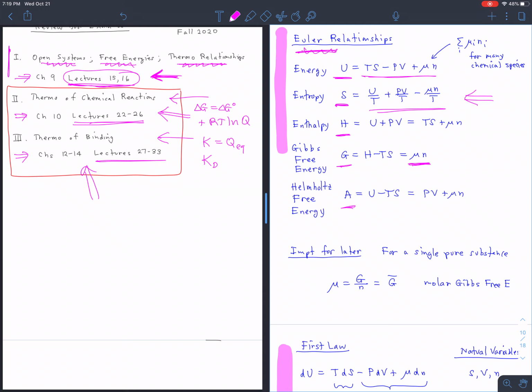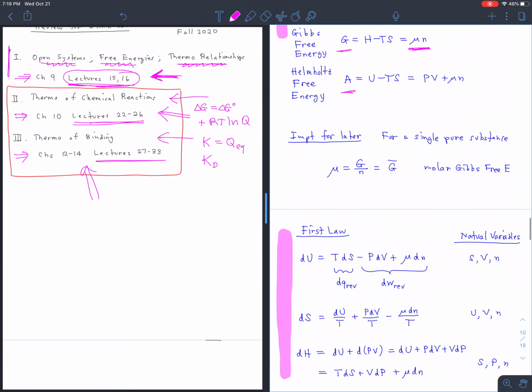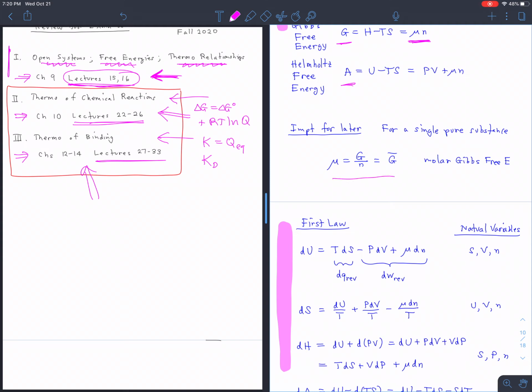They're useful as general relationships, but they don't give a whole lot of insight, so we won't talk about them directly here. This one is important. That's this one up here, really. The chemical potential is the same thing for a pure substance as the molar Gibbs free energy. We use that to write this relationship for chemical thermodynamics, chemical free energy changes, and that's where this relationship comes in.